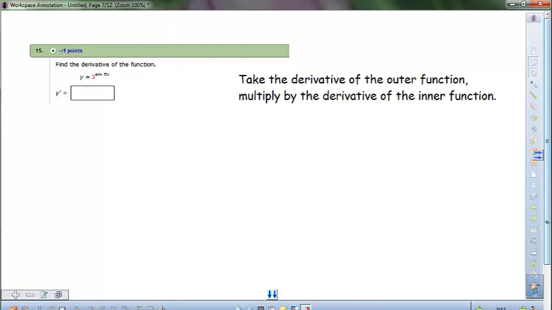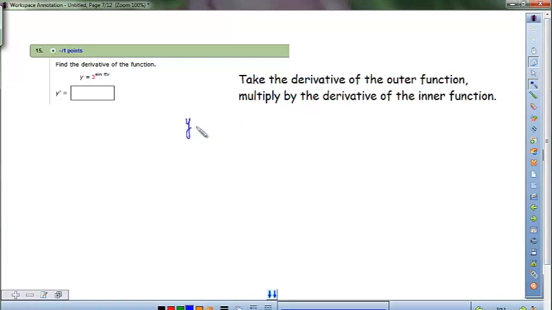Take the derivative of the outer function multiplied by the derivative of the inner function. Now, if there are more inner functions, like in this case there is, then you just need to keep multiplying by the derivative of the inner function. Let me see if I can write down that formula.